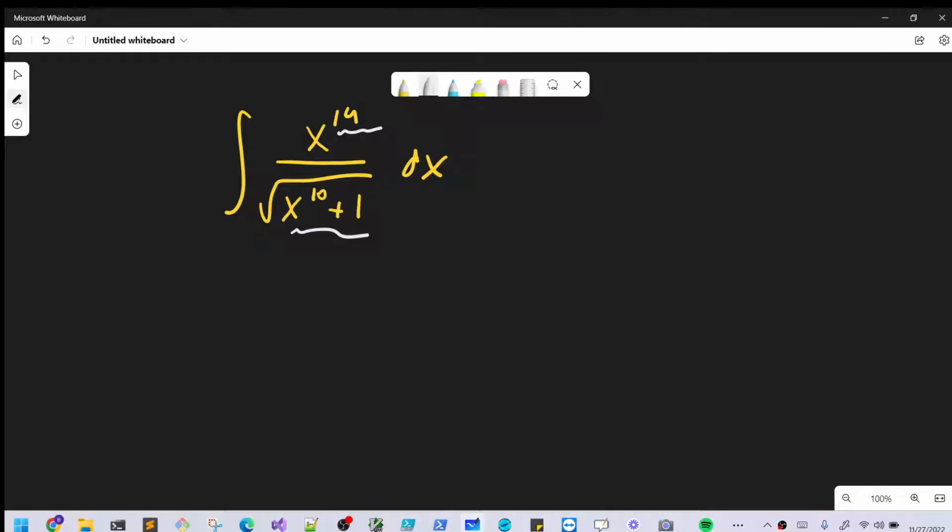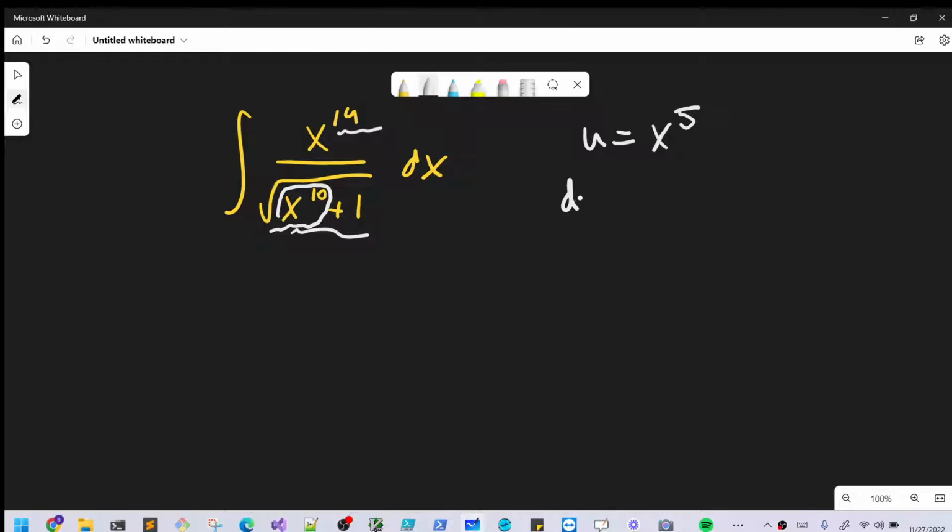I'm going to do a u substitution. Let's try u equals x to the 5th. The reason I want to do that is that's going to turn this piece right here into a u squared, which I think is going to work nice. And then we can do a trig sub later.